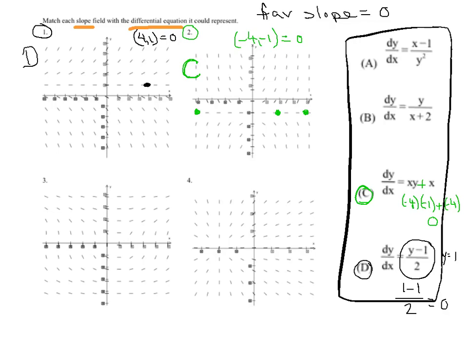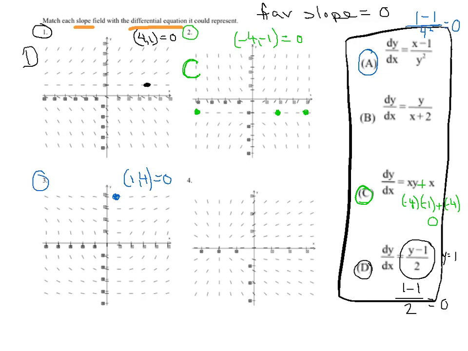Let's see here, graph number 3. I picked out a really nice point, 1, comma 4. And there is no doubt in my mind that at 1, comma 4 the slope is 0. I'm just trying to figure out, is there a differential equation that I could plug a 1 and a 4 into to guarantee a result of 0? I fell in love with equation A right away. I substituted the 1 for x, and at that moment it does not matter what you plug in for y. Do you agree with that? As long as that x value is a 1, you're guaranteed to get a slope of 0.